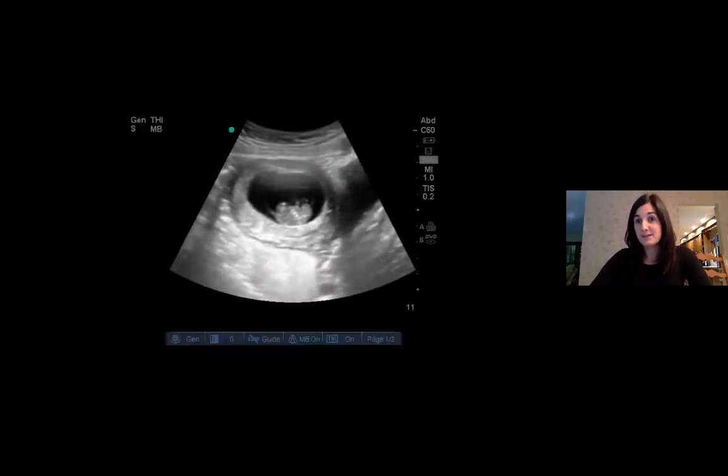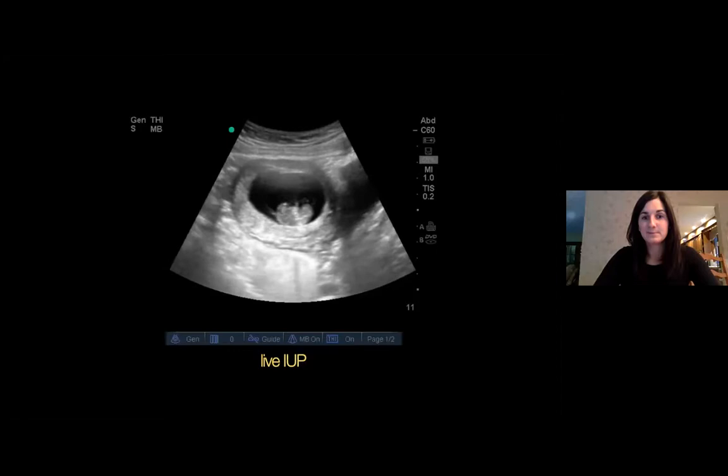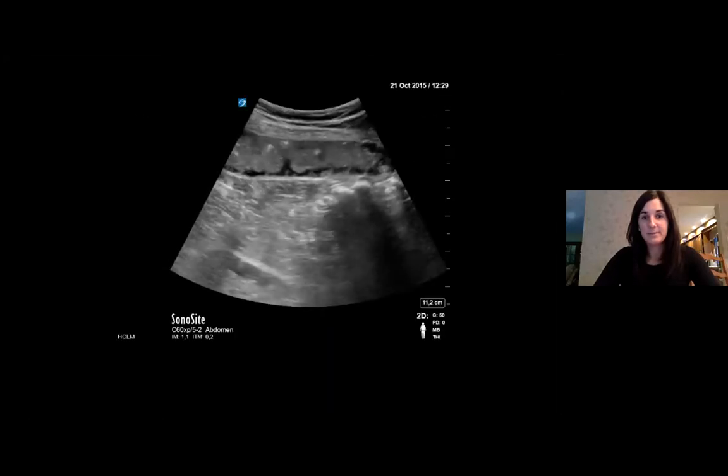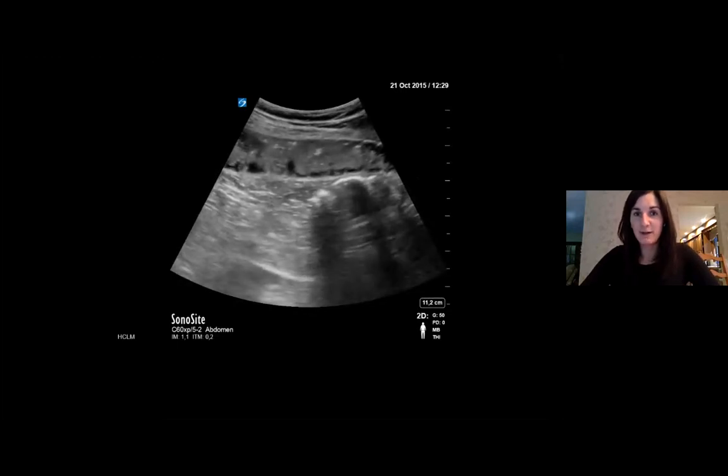And then sometimes you'll find this, right? You're like, uh-oh, this is a live intrauterine pregnancy where you have your bladder, your uterus, and a little baby with a fetal heart rate. That's a nice surprise. Live IUP. And sometimes as you're doing your graded compression in the right lower quadrant, you're going to find this.